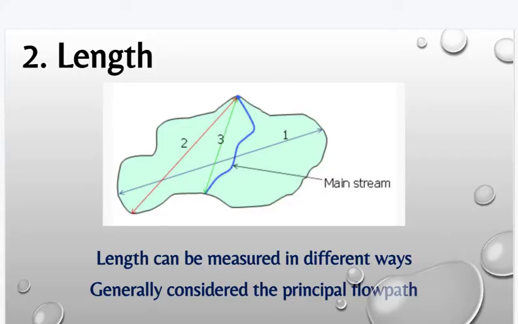The length of the watershed, there's a couple of different ways that it can be measured. The most common one is based on principal flow path. So the path that the waterways flow through. It's not a very creative name.